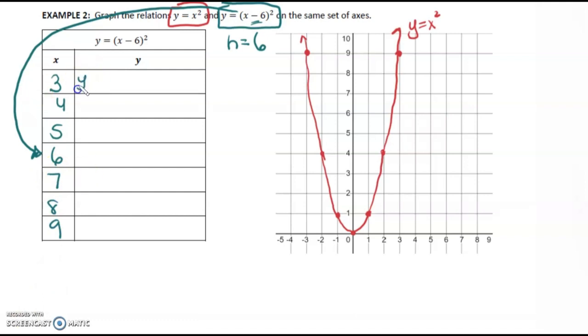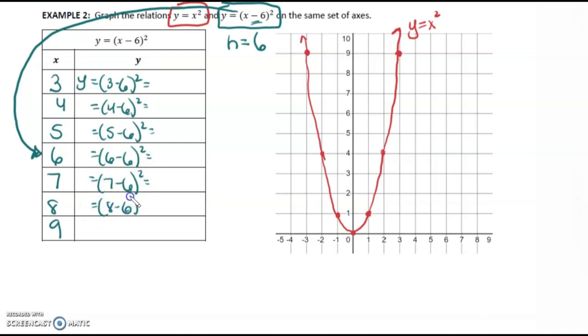So we have y equals 3 minus 6 squared, y equals 4 minus 6 squared, y equals 5 minus 6 squared, 6 minus 6 squared, 7 minus 6 squared, 8 minus 6 squared, and 9 minus 6 squared.